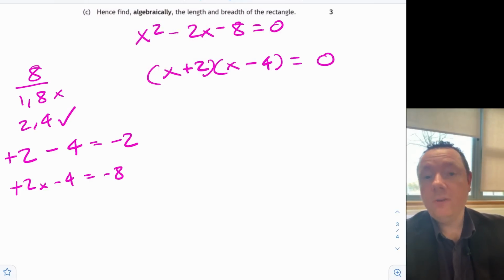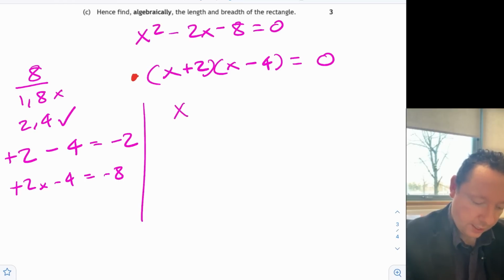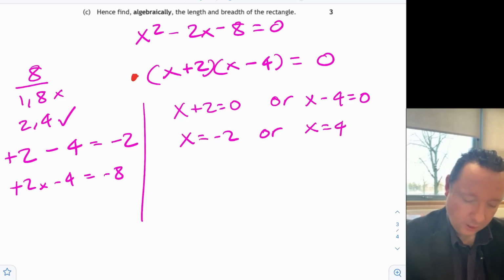You get a mark for factorising. And then for solving, you can then say x plus 2 equals 0 or x minus 4 equals 0. So that gives me that x equals minus 2 or x equals 4 for a second mark.